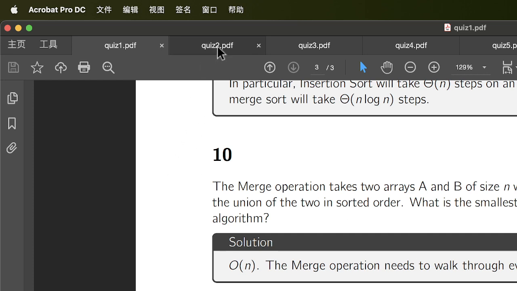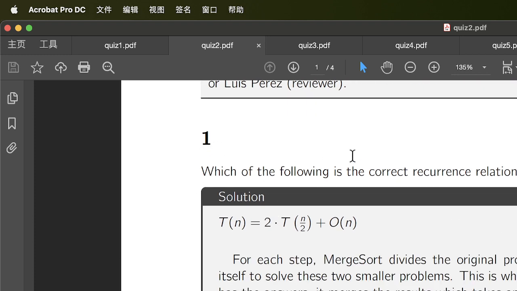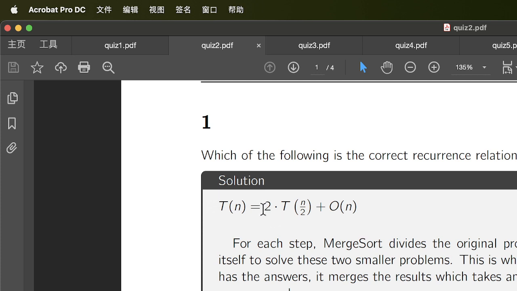Okay, so let's move on to quiz 2. Number 1, which of the following is the correct recurrence relation for merge sort? Let's look at this equation. The solution is T of n equals 2T of n over 2 plus O of n. This part comes from the fact that for each step of merge sort, we need to divide the original problem by 2, right?